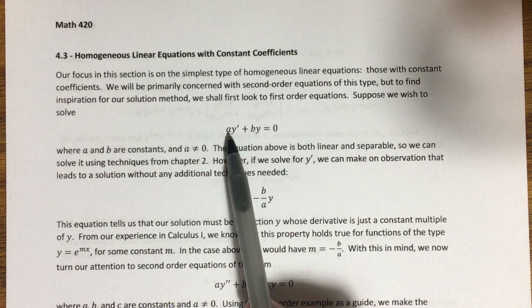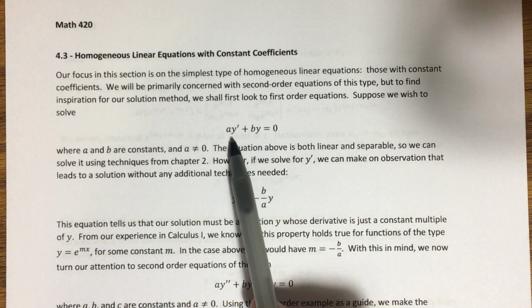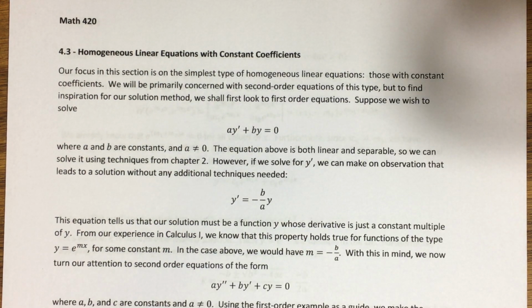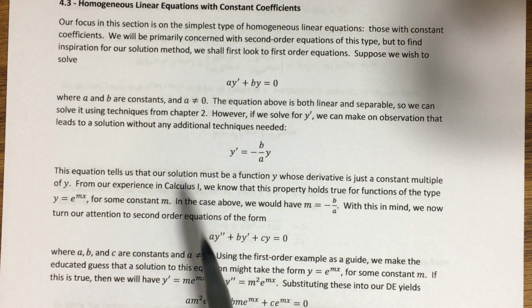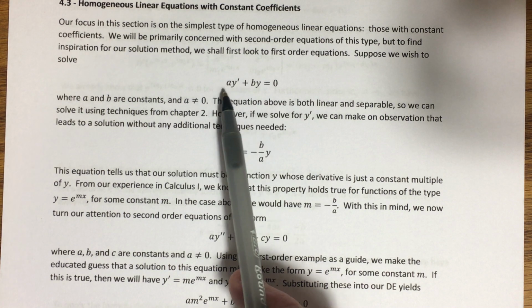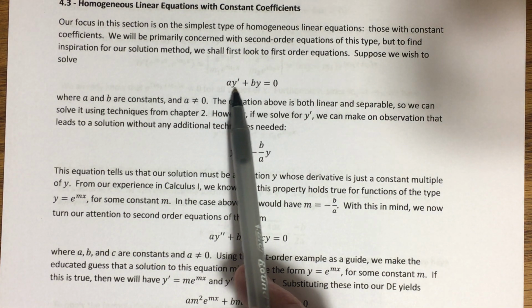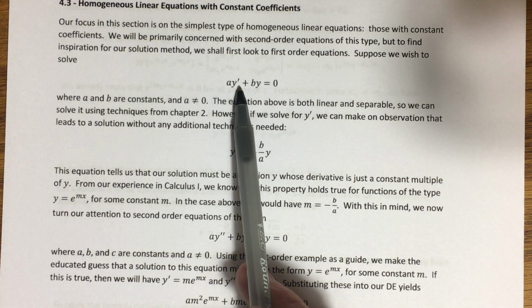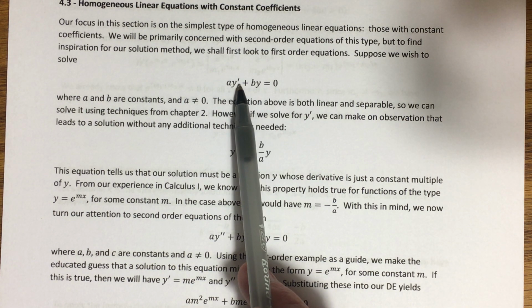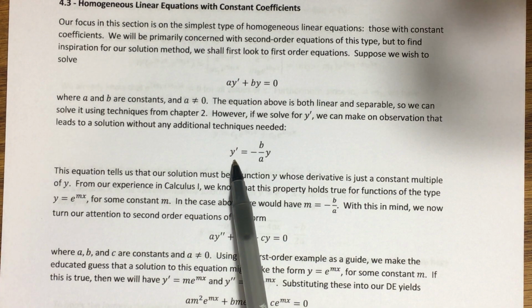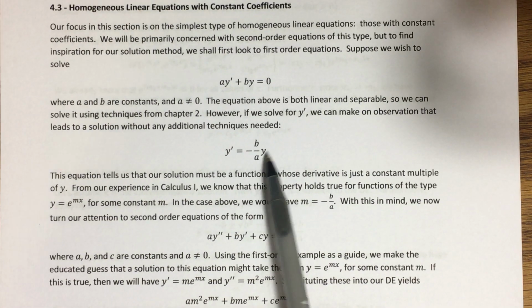Being linear and also being separable, it's easy enough to see that this is a separable equation. We could solve it using separation of variables or integrating factors. But even if we just go from intuition, there's actually an easy way to find a solution to this. Let's take this equation here and solve it for y prime. You're going to get y prime equals negative b over a times y.